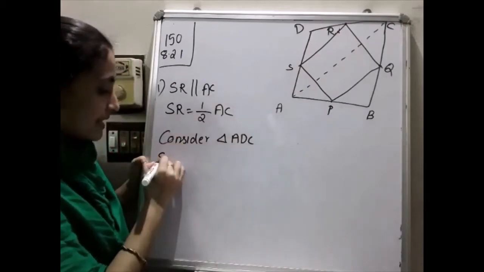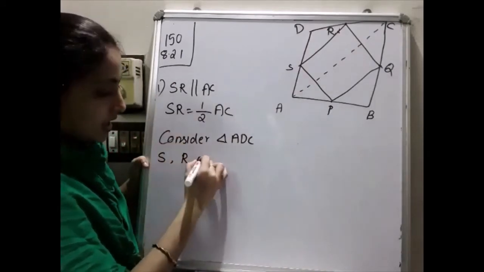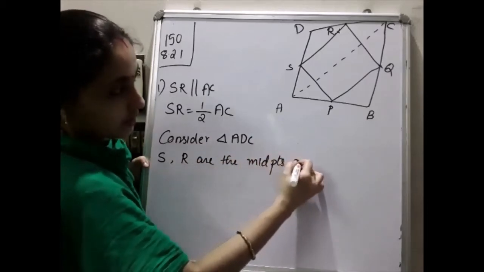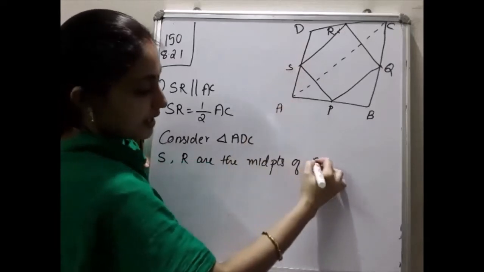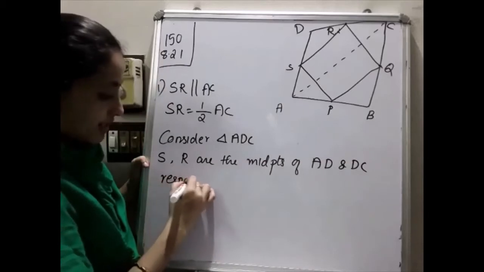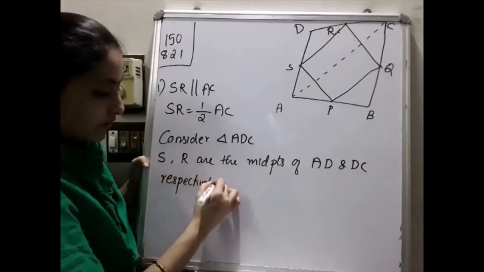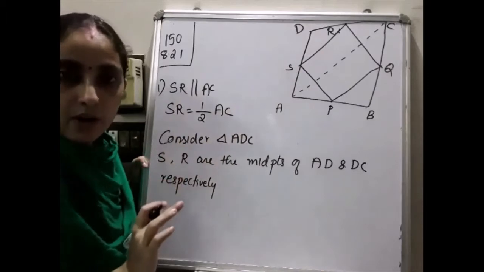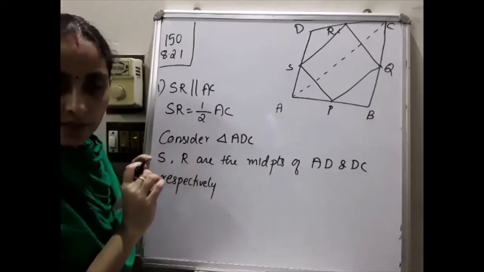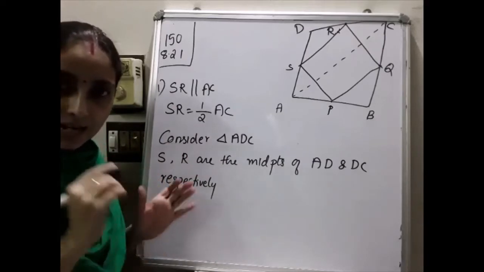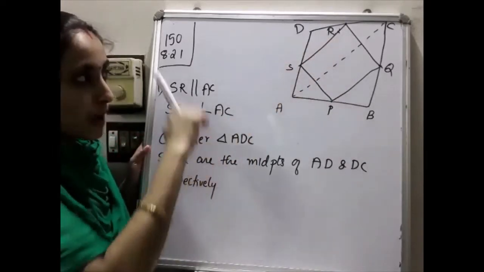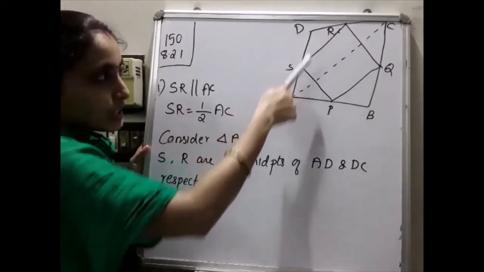We already know S and R are the midpoints of AD and DC respectively. That you already know; it is already given in the question. S is the midpoint of AD and R is the midpoint of DC. From this, shall we apply the midpoint theorem? What does the midpoint theorem say? The line segment joining the midpoints of any two sides of a triangle is parallel to the third side. So, SR is parallel to what?